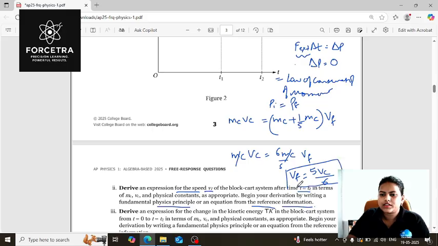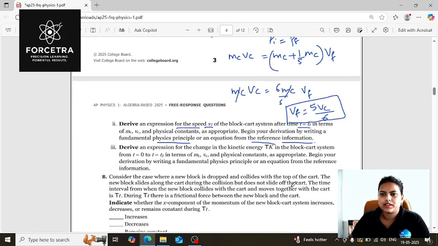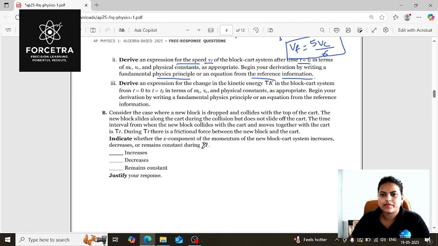So this is the Vf, the final velocity with which the system is moving. Derive an expression for the change in the kinetic energy. So this is not T but delta T, in the block-cart system from t equals 0 to t equals t2, in terms of mc, vc and physical constants as appropriate. Begin your derivation by writing a fundamental physics principle or an equation or a reference to an equation.